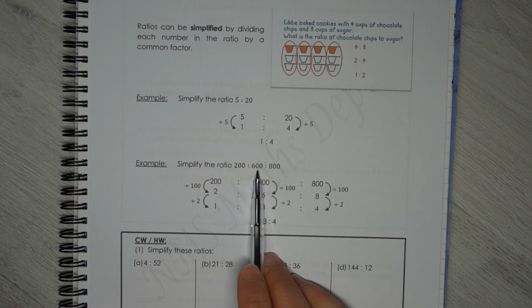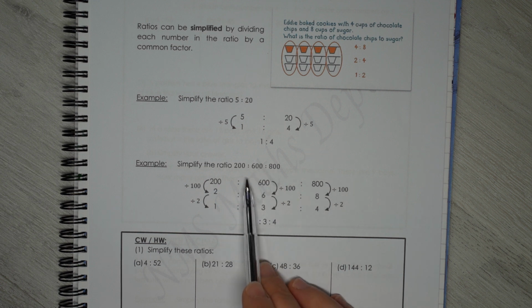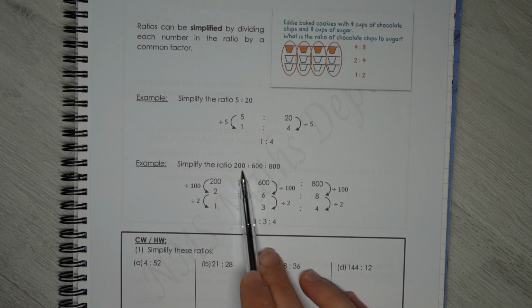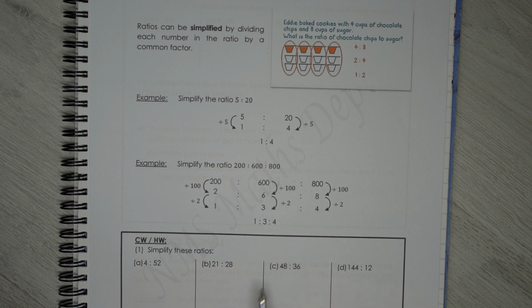Like for example here, we have this ratio: 200 is to 600 is to 800. Yes, we can have ratios with more than two numbers. When we are comparing three numbers together, the first thing that of course comes to our mind is to divide by 100, since the three numbers have two zeros. So the best way to start is to divide by 100.